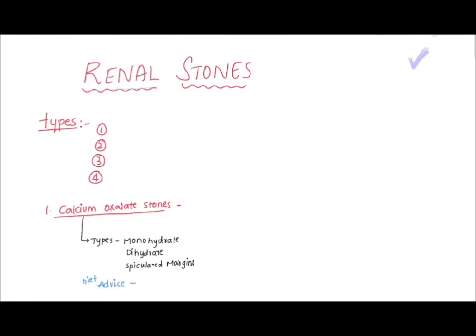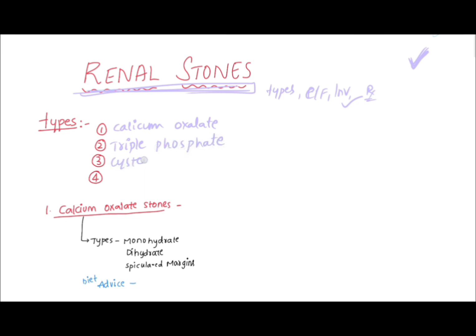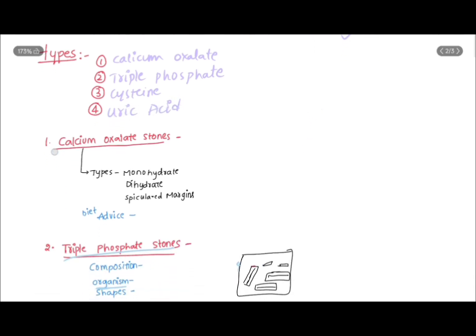It is one of the most common conditions encountered in both OPD as well as in examination, that is renal stones. Types of renal stones. There are four types of renal stones. One is calcium oxalate stones, second is triple phosphate or struvite stones, third is cystine stones, and fourth is uric acid stones. So we'll go through each type briefly.